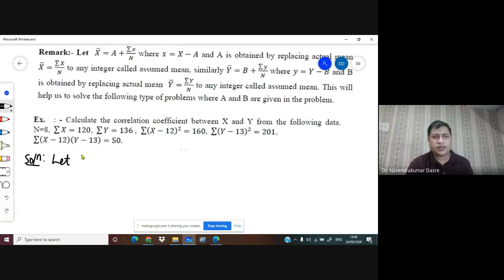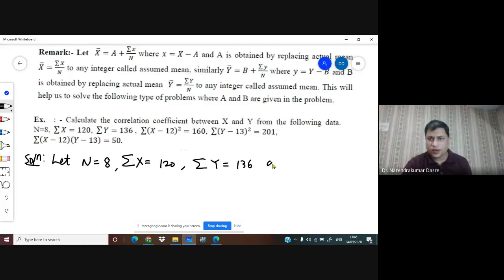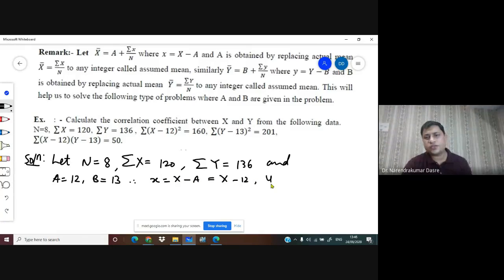So let us always write the given data. n is equal to 8. Summation capital X is equal to 120. Summation capital Y is equal to 136. And we have A is equal to 12, B is equal to 13. So small x is equal to capital X minus A, that is capital X minus 12. Small y is equal to capital Y minus B, so it is capital Y minus 13.